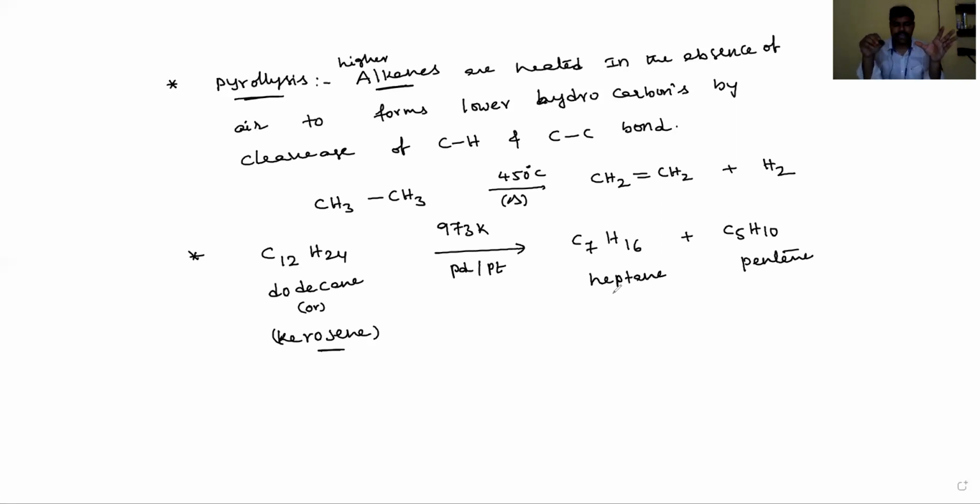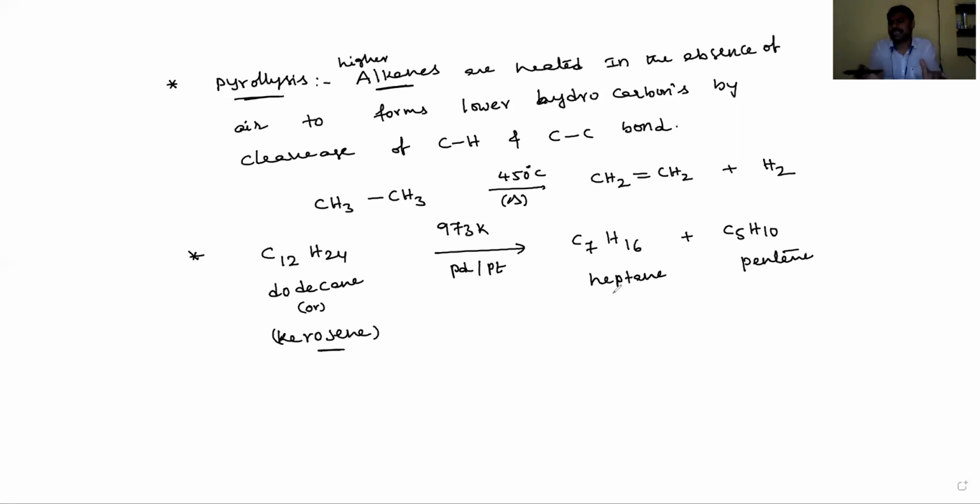This pyrolysis reaction is mainly useful in the petroleum industry, in refining of petroleum, because kerosene and petroleum products are refined in the absence of air, heated at high temperature, and then we get lower carbon hydrocarbons, alkanes. Those are used as fuels. That's why this pyrolysis principle is mainly used in the refining of petrol and petroleum products. So these are the main important chemical properties of alkanes.